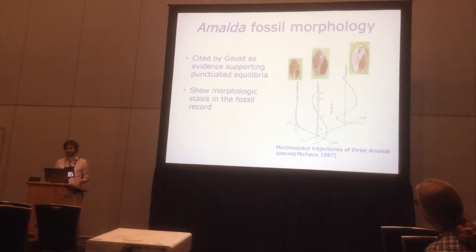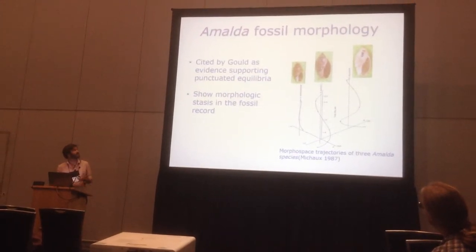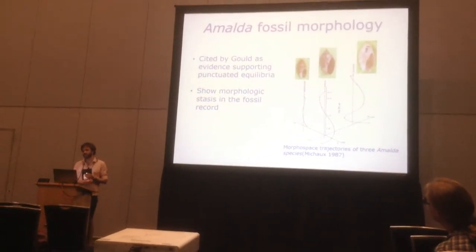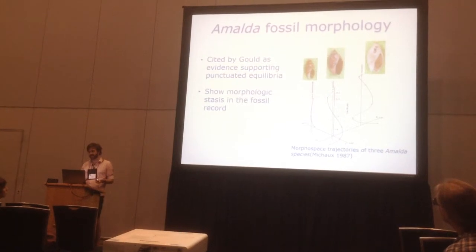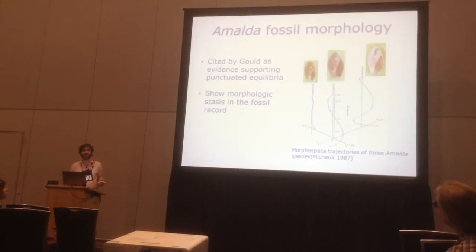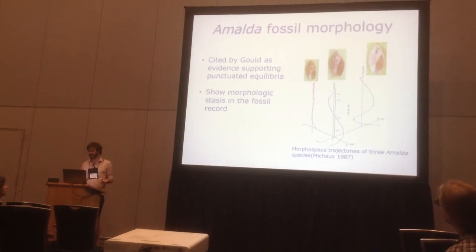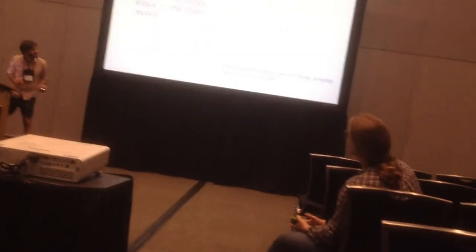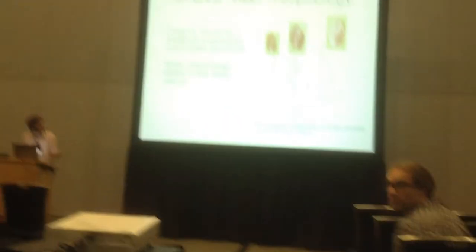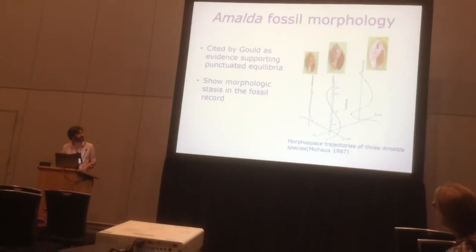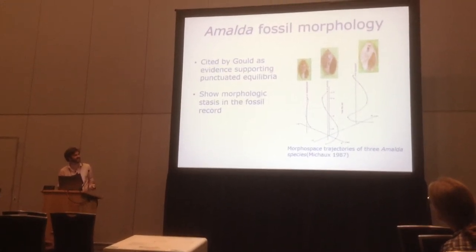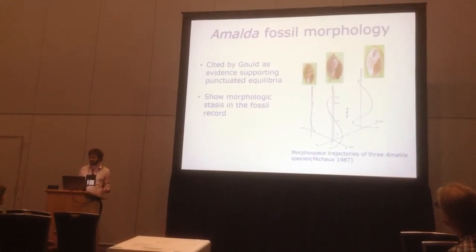They're important in the context of punctuated equilibrium because they've been cited by Gould as showing support for the punctuated equilibrium model. This is because a study by Bernard Michaud in 1987 found that their morphology through time showed stasis. You can see that the trajectory through time is centred on a static mean, indicating stasis rather than gradualism or random morphology.